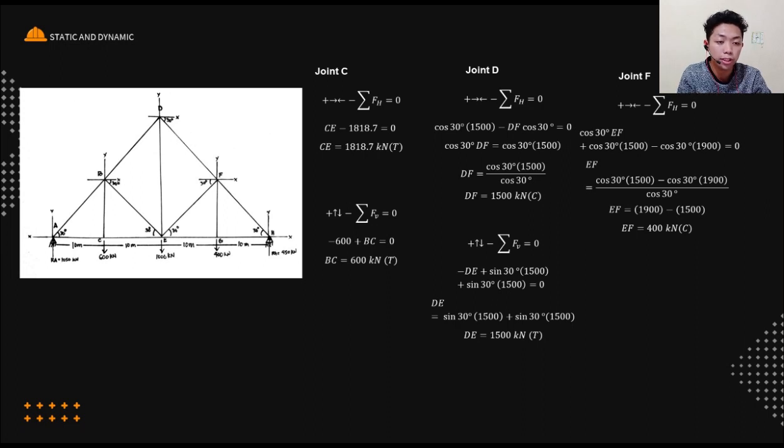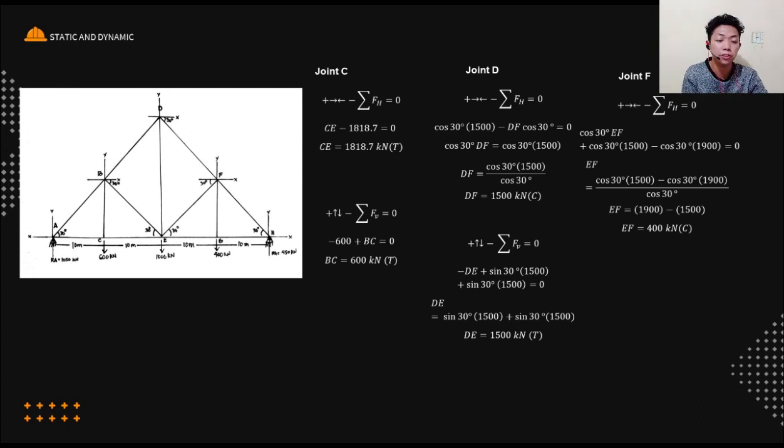Sa summation forces horizontal muna tayo. So, summation forces horizontal, positive pagpakanan at negative pagpakaliwa. So, yung CE, isa lang naman yung horizontal dun sa figure. So, yun yung value ng AC natin na 1,818.7. Then, pakaliwa siya, so naging negative. So, yung CE, transpose lang natin yung 1,818.7 sa labas para maging positive. Then, yung CE is equals to 1,818.7 kN. So, tama yung assumption natin na tension.